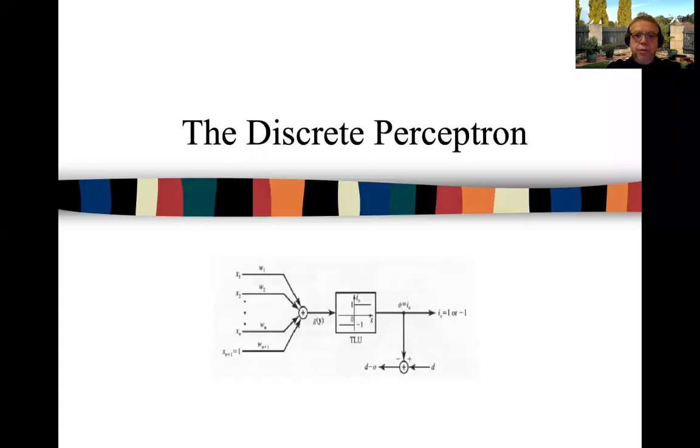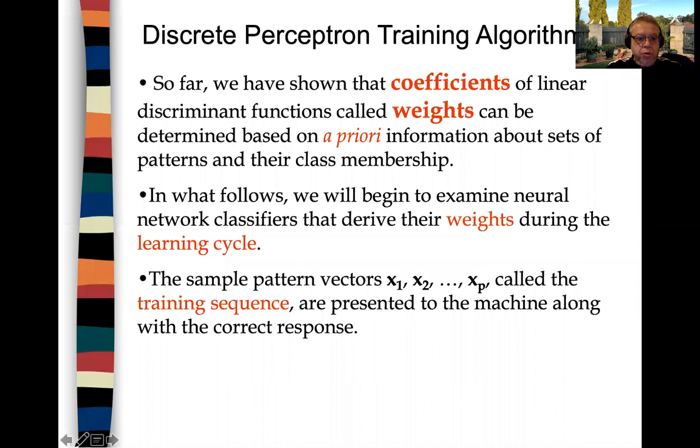Okay, now let's look at the discrete perceptron. So far, we have shown that the coefficients of the linear discriminant functions, called the weights, can be determined based on the a priori information about sets of patterns and their class memberships. That was the case, for example, for the Bayesian classifier.